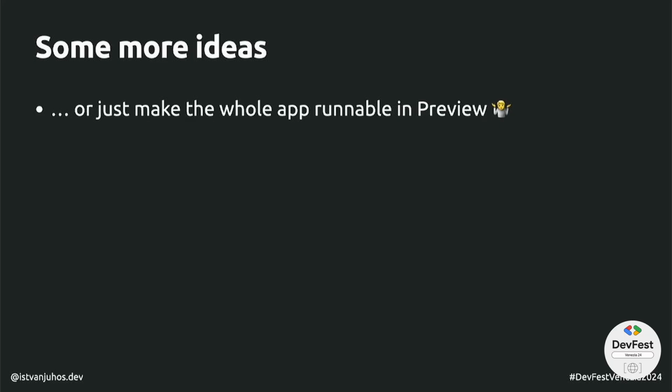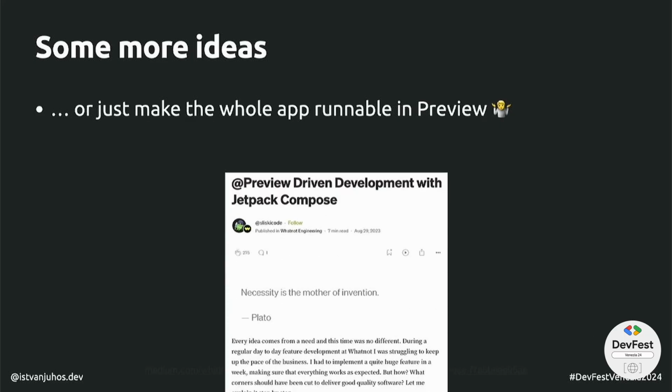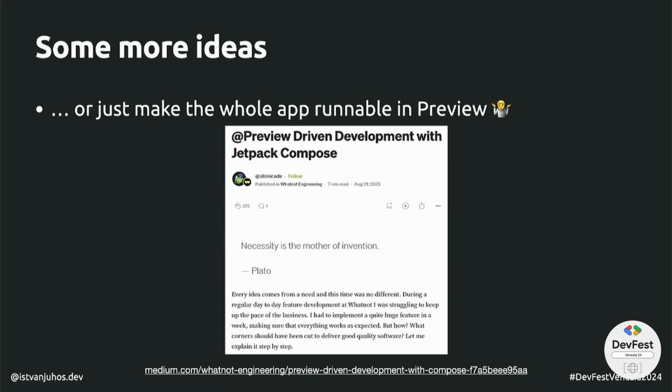Or you can just make your whole app runnable in preview, because why not? There is this great article that explains how providing fake view models and fake use cases in previews in an app that is based on Compose navigation can lead you to actually running the whole app and every app flow that you have in the app in preview. So basically having a mock app in the preview that's running from start to finish. And that's just awesome that we can do that in Android Studio in the preview without launching an emulator, of course, or running it on a device.